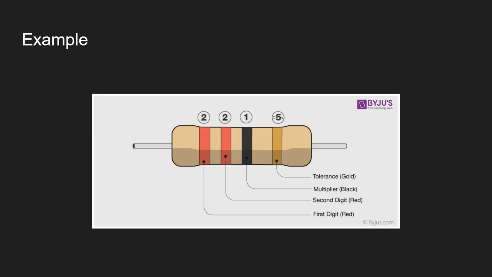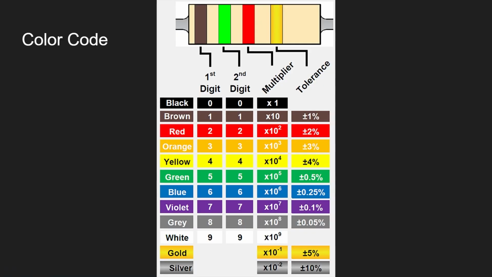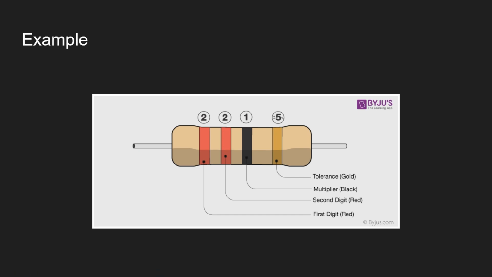So let's go to some examples. If you see this resistance here, it is red, red, green, gold. Okay. So it is 2 times 10 to the power 1, plus 2 times 10 to the power 0, times 1. So you know that this is 22 ohm with a tolerance of 5%.